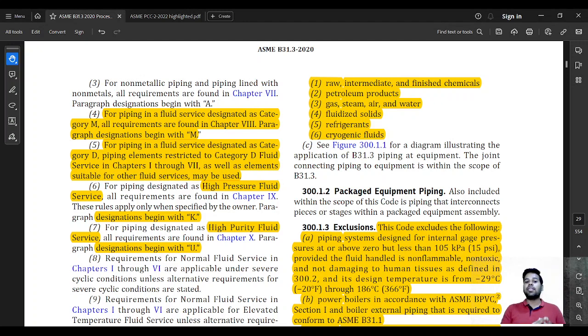For piping in a service designated as category D, the piping elements restricted to category D fluid services are in chapter 1 through 7, as well as the elements suited for other fluid services may be used. For piping that is designated as high pressure service, all requirements found in chapter 9 shall be applied, and the designations are going to begin with letter K. For piping that is designated as high purity services, the requirements are found in chapter 9 and the paragraph designation begins with U.